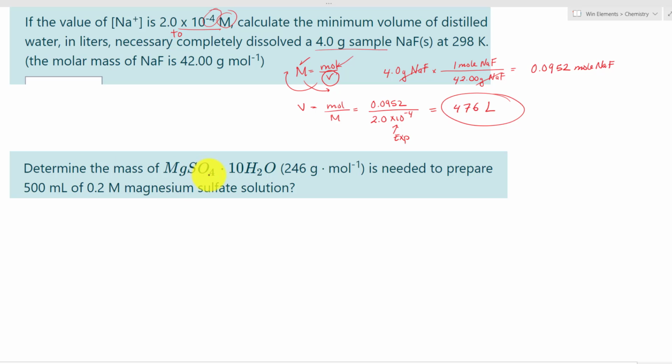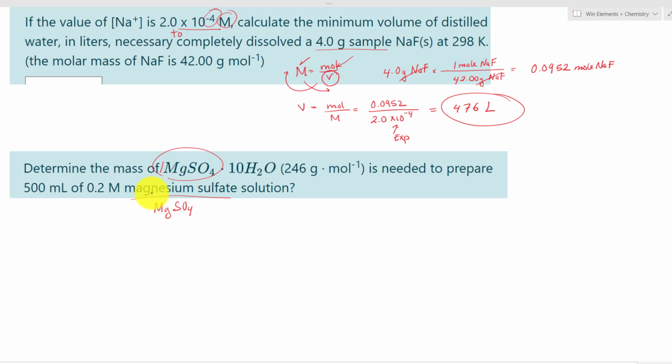Determine the mass of magnesium sulfate decahydrate, given the molar mass, needed to prepare 500 milliliters of 0.2 molarity magnesium sulfate. Before we start solving this problem, magnesium sulfate is basically MgSO4 right there. That's magnesium sulfate, which is this part right here. If you look at this, there's a 1-to-1 ratio. 1 mole of magnesium sulfate is in 1 mole of magnesium sulfate decahydrate. So when we look at this, it looks very tricky, right? But it's not. You just have to look at it in terms of the mole to mole ratio.